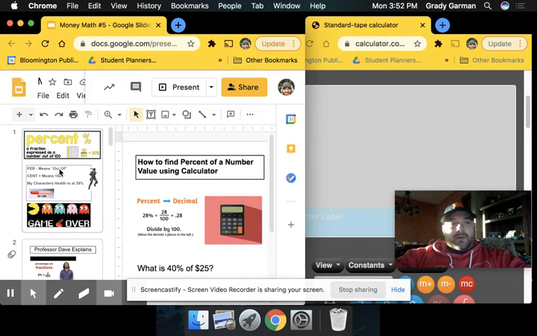Hey, sales math folks. Want to show you how to do money math number 5. So we're looking at percents. Percent again is per 100, so it's another way to describe fractions. And a fraction again is a description of a part of a whole, so part of a whole number.